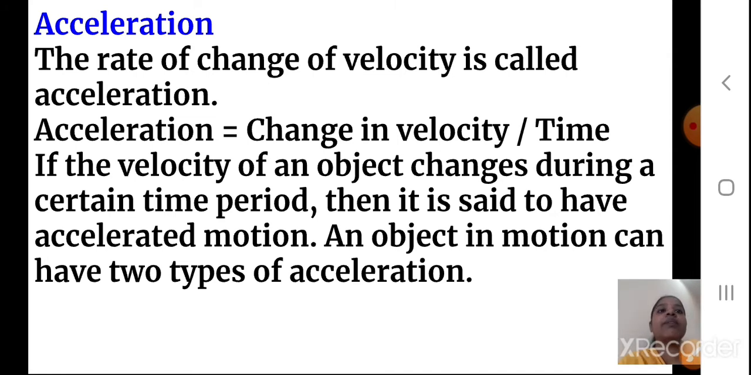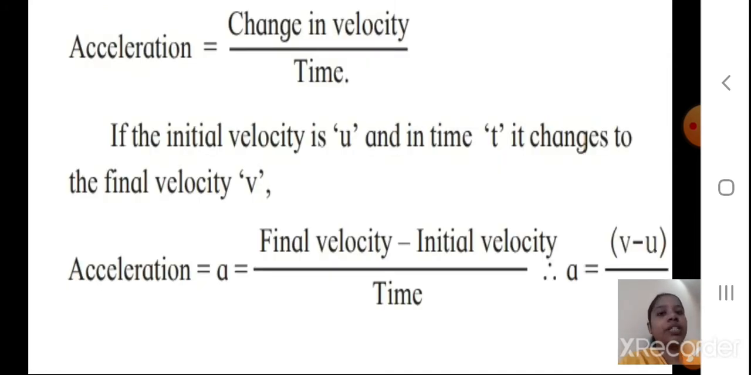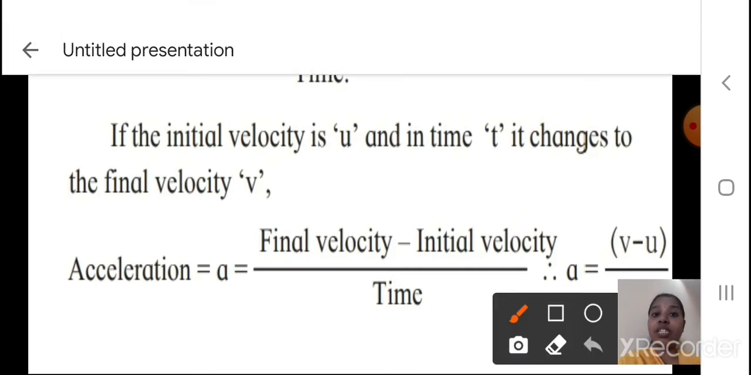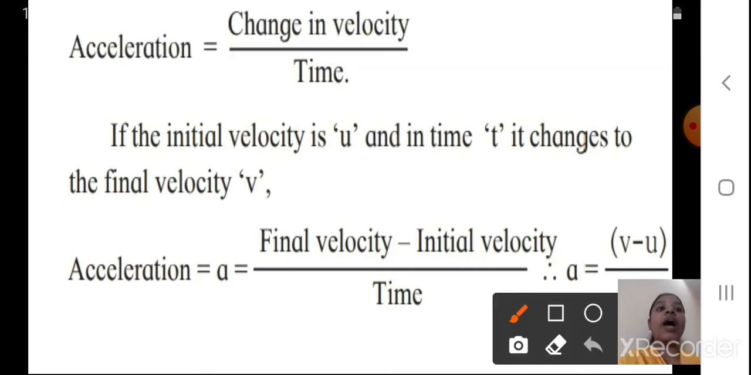Okay, we'll see those types, students. Important is to remember the formula. Okay, what is the formula? Again we'll see, change in velocity upon time. Now you have two types of velocity, you have studied. You have the initial velocity and you have the final velocity. Initial we write with u, final we write with v. Okay, and time we write as t. So what is the formula, students? Acceleration, we use the symbol small a. Okay, so final velocity minus initial velocity upon time. So what will you get?